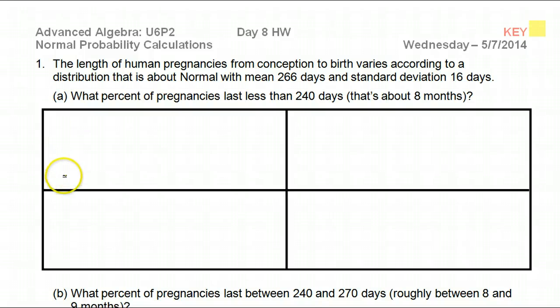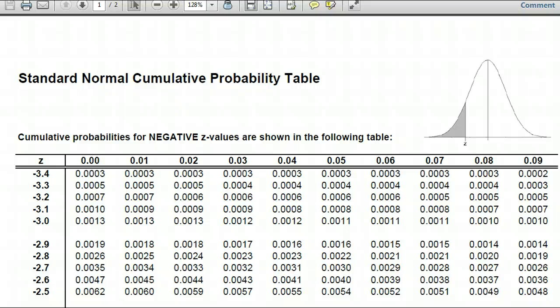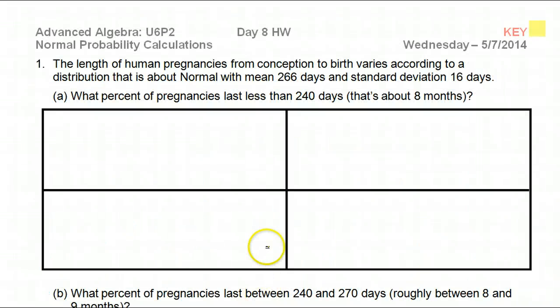All right, in this lesson, we're going to be using z-scores, normal distributions. We are going to learn how to use this table, this standard normal cumulative probability table. In other words, it's a table of the probabilities to the left of any z-score that you want. We're going to use this table to find probabilities in lots of different situations.